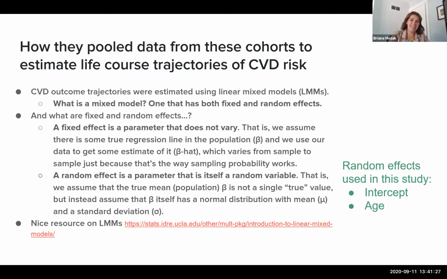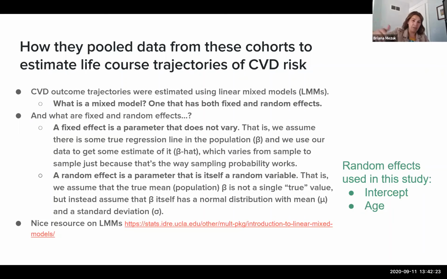So a fixed effect is a parameter that does not vary. By that I mean, we assume that there is some true regression line in the population, which we call beta. We use our data to get an estimate of that, which is beta hat. That's typical, right? That beta hat varies from sample to sample because that's just the way sampling probability works. So we assume there is a population parameter value of this beta, the regression coefficient. Let's say for every 1 year increase in age, my blood pressure increases by, the beta is 0.5 or something, so half a millimeter of mercury per year. That would be a fixed effect.